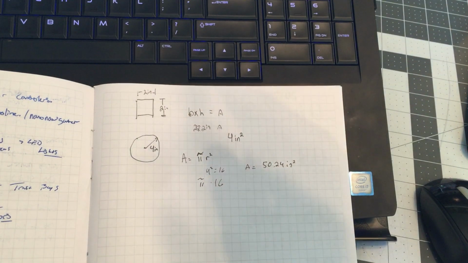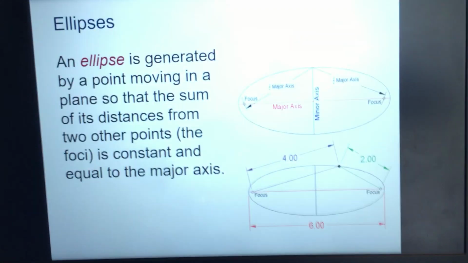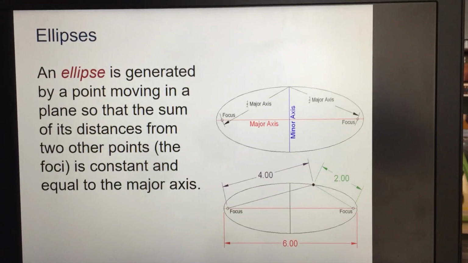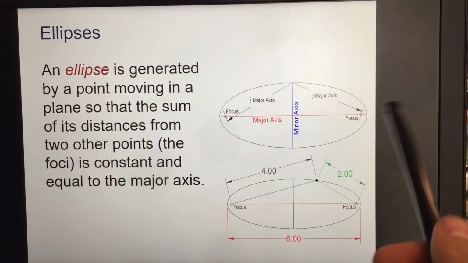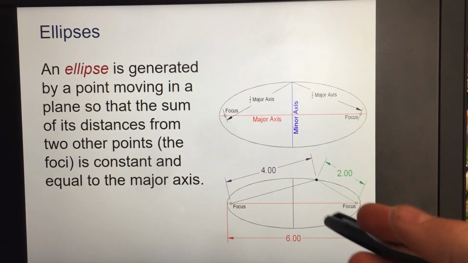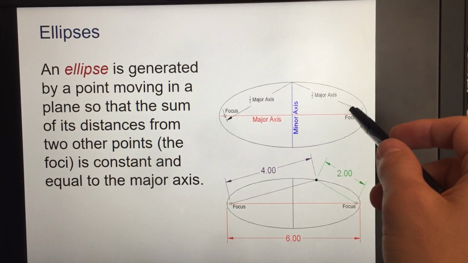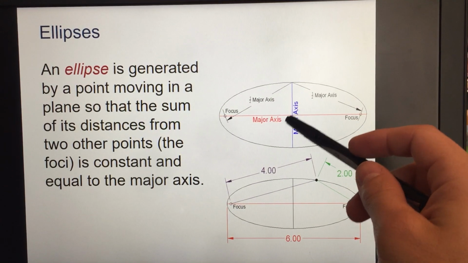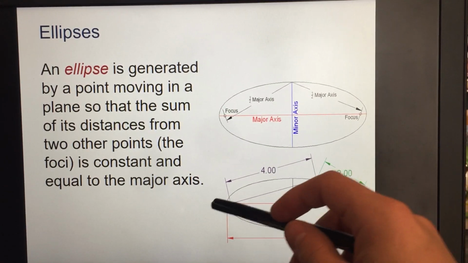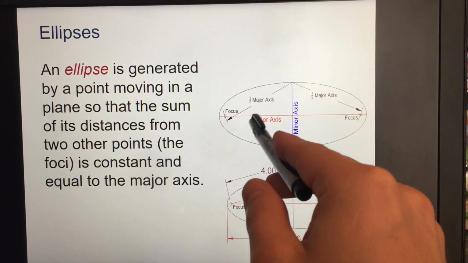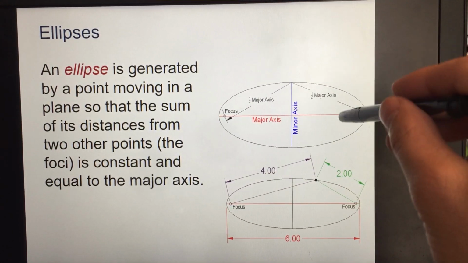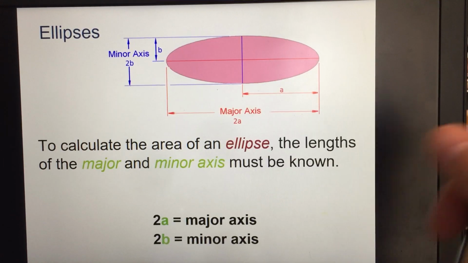So let's talk about an ellipse. An ellipse is generated by a point moving in a plane, so the sum of its distances from two other points is consistent. Meaning from here to the focus and here to the focus is the same, and vice versa. So let's talk about how to calculate your major axis and your minor axis to be able to get the area of an ellipse.